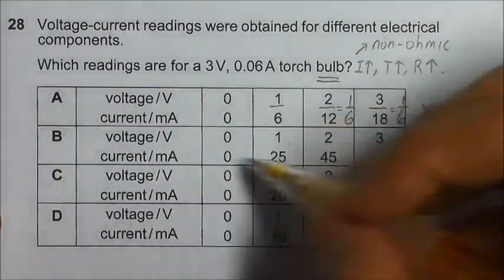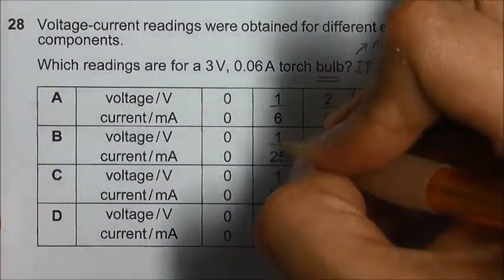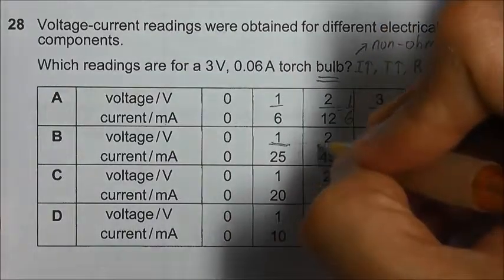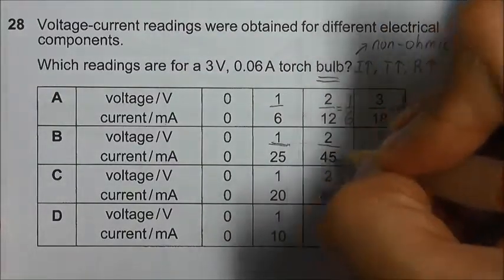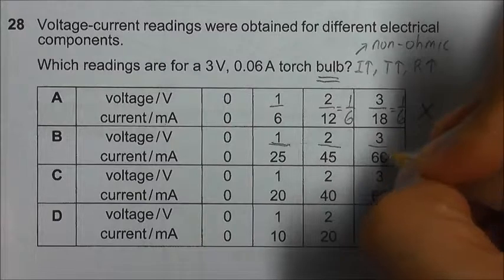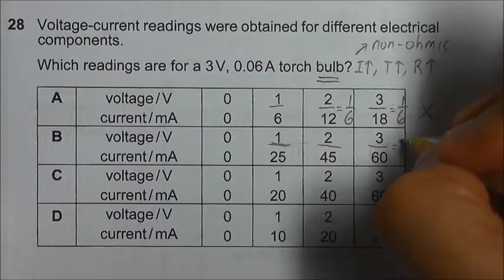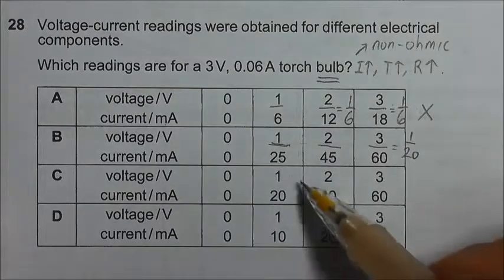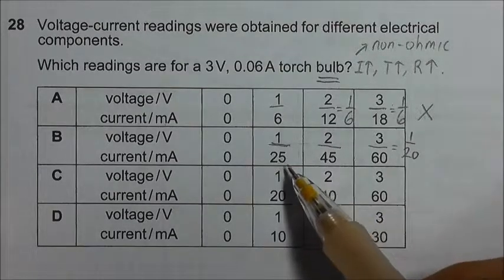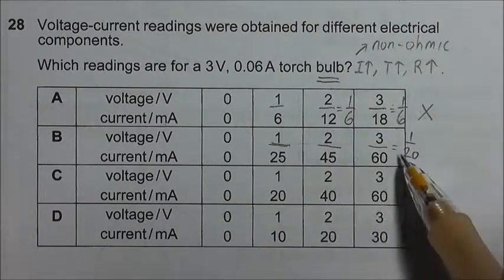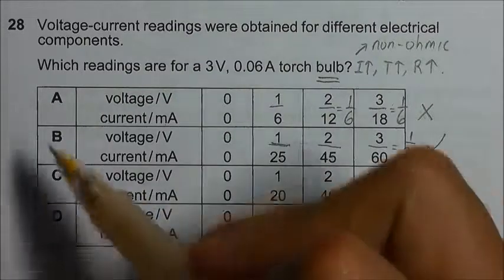Okay, option B, we have 1 over 12, 1 over 25 here, 2 over 25, and 3 over 60. Simplify it, we will get 1 over 20. We find that the resistance value actually increases. So this is the answer.